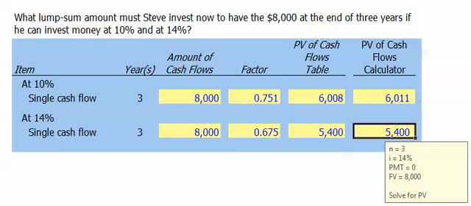Using our financial calculator, again, we would have n equals 3. I would be 14%, the payment field would be 0, and our future value would be the $8,000 we hope to have in 3 years, and we would solve for the present value and get $5,400.